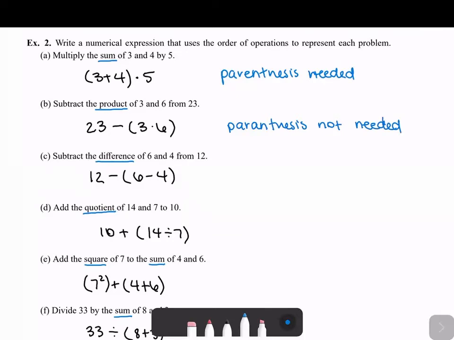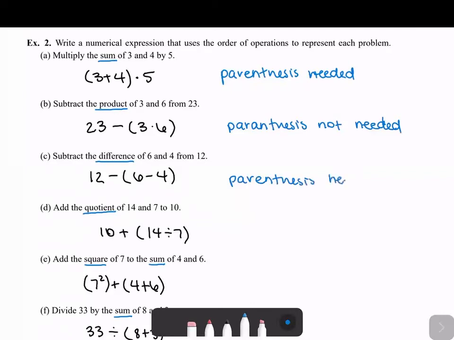Okay. C, we're doing subtraction in both of these cases. However, remember, if we took away these parentheses, we would do subtraction from left to right, which means that we would do 12 minus 6 first. So in order to make sure that we do 6 minus 4 first, parentheses are needed.